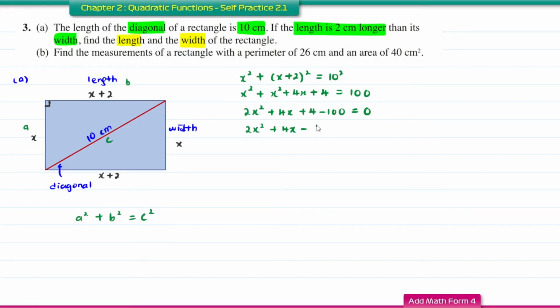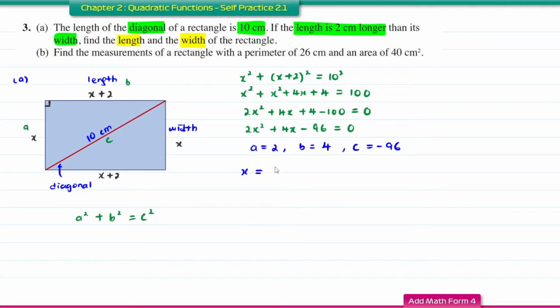4 minus 100 is minus 96 equal to 0. So we already have the quadratic equation in general form. Later on, you can solve this using factorization, completing the square, or by formula. So let's say in this case, I chose to solve it using the formula. Therefore, the a here is equal to 2, the b is equal to 4, and c is equal to negative 96. So we're going to substitute this into the formula.